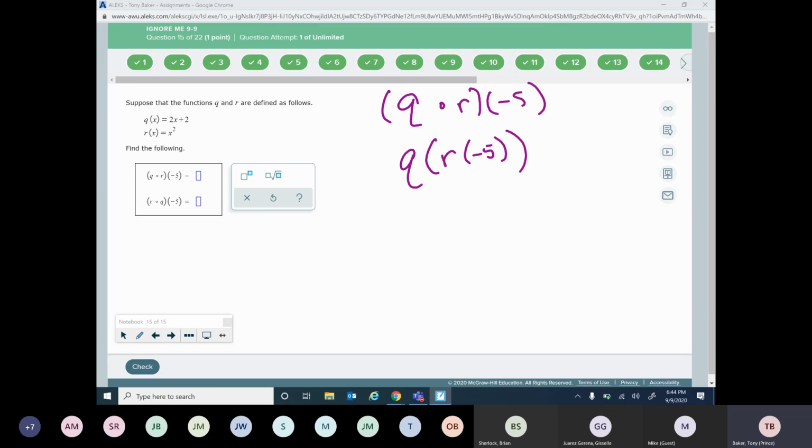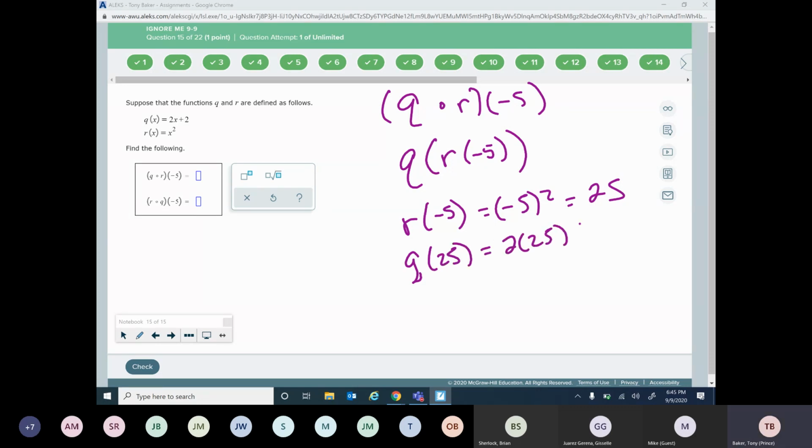So just like we did in the last problem, we do the R part first, then we plug that answer into the Q. So this one's negative 5, so R of negative 5 is negative 5 squared, which is 25. And then we plug the 25 into the Q. So I get 2 times 25 plus 2 is 52. So that first one is 52.